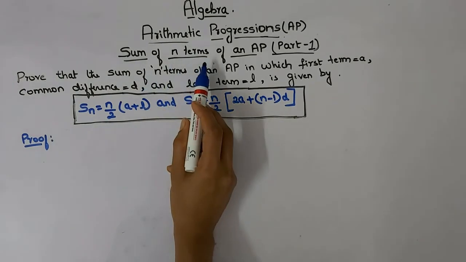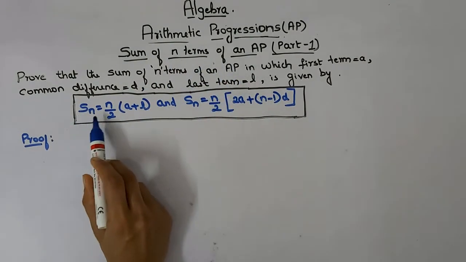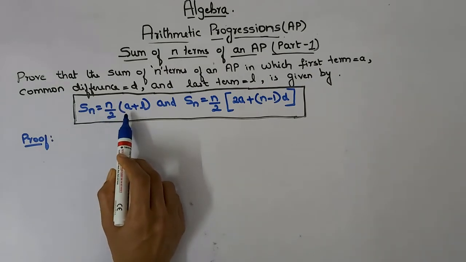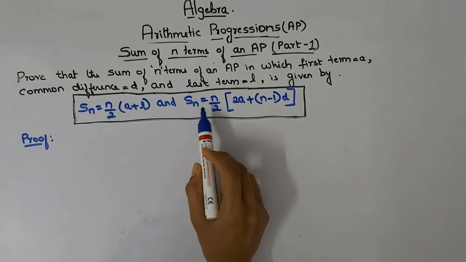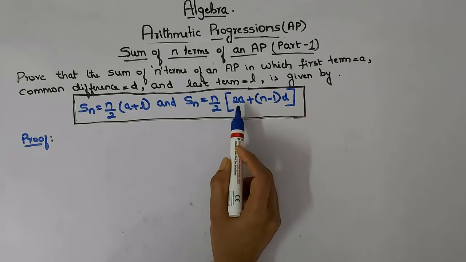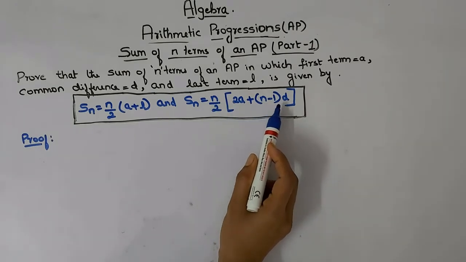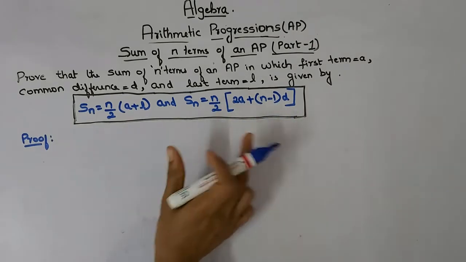Now the sum of n terms of an AP is given by Sn is equal to n by 2 into (a plus l), and Sn is equal to n by 2 into (2a plus (n minus 1) into d). Now let's see how we got this formula.